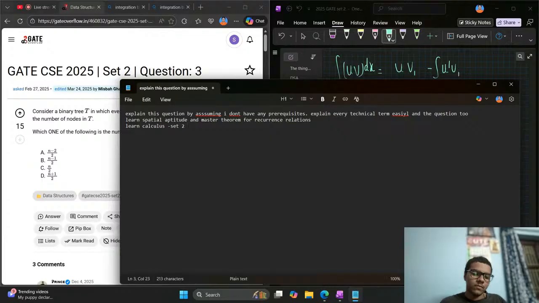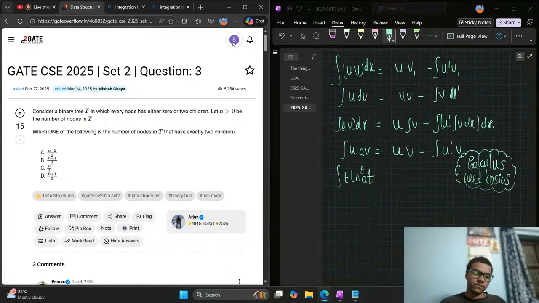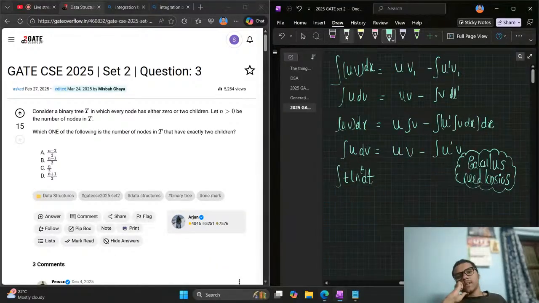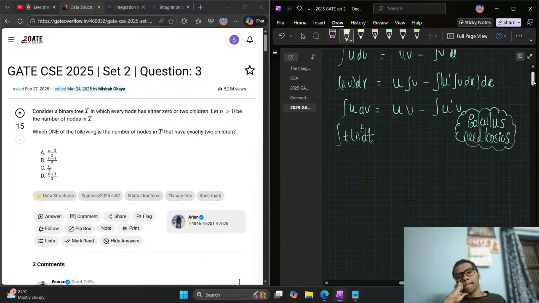Question 2. Yeah, we have read this as well. What did we do? So, a binary tree, every node has either 0 or 2 children. Something like this, so that is basically a complete binary tree, right?